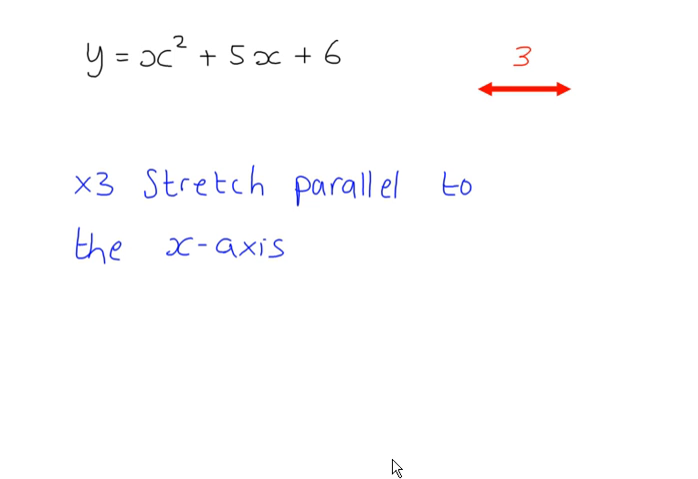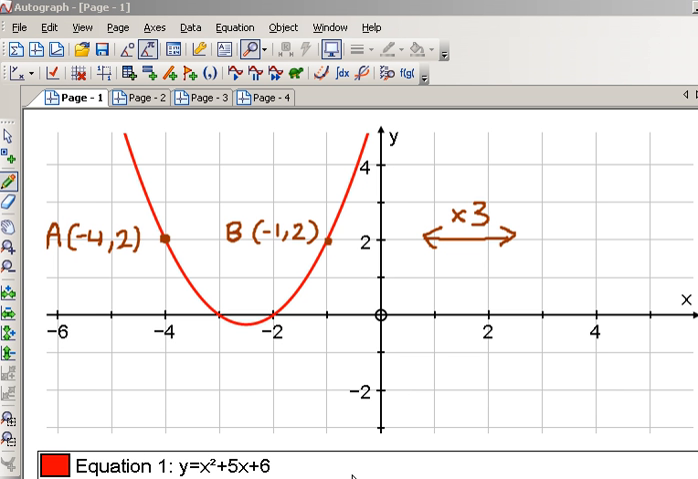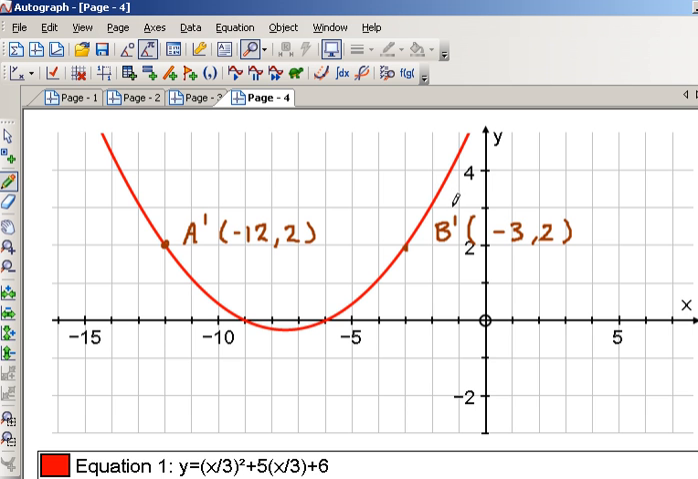The graph before any transformation is applied looks like this. I've got 2 points A and B on this curve, and we'll have a look at what happens to these 2 points. If you stretch in the x direction, we'll find that the y coordinates are unaffected, but the x coordinates are multiplied by this stretch factor. So if we have -4 and -1, multiplying them both by 3 will give you -12 and -3. So after the stretch, points A and B are now here, A dash, B dash, -12 and -3. And as you can see, the y coordinates are still 2, they haven't changed.